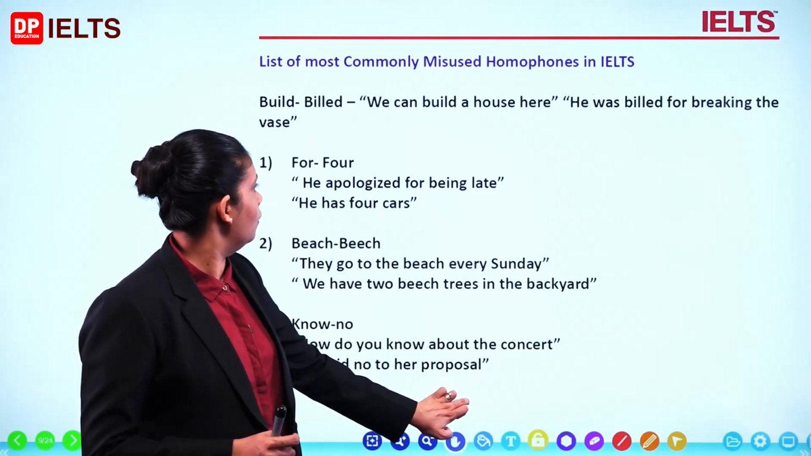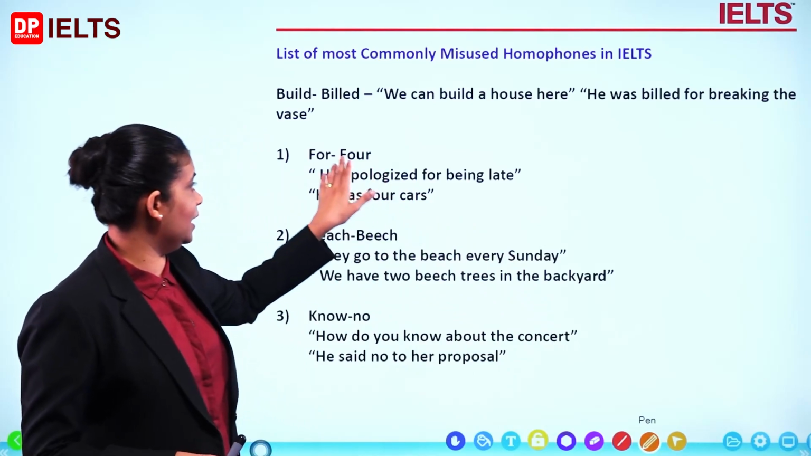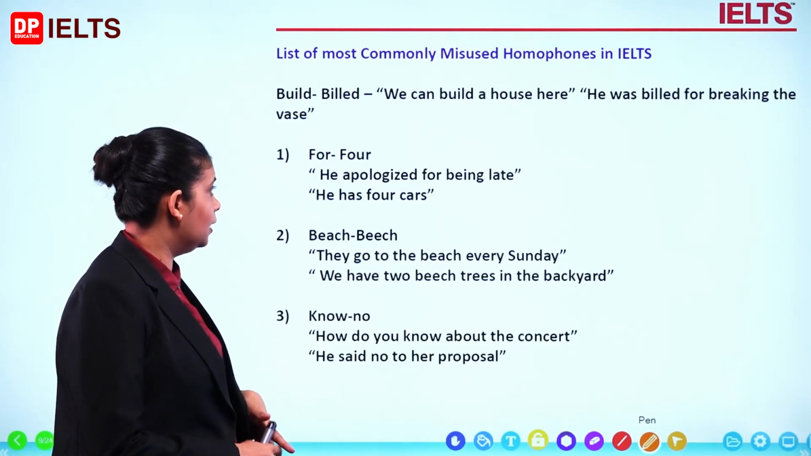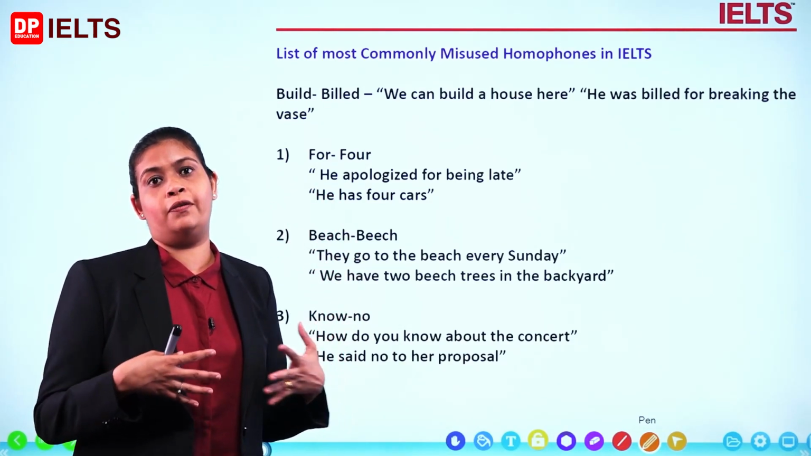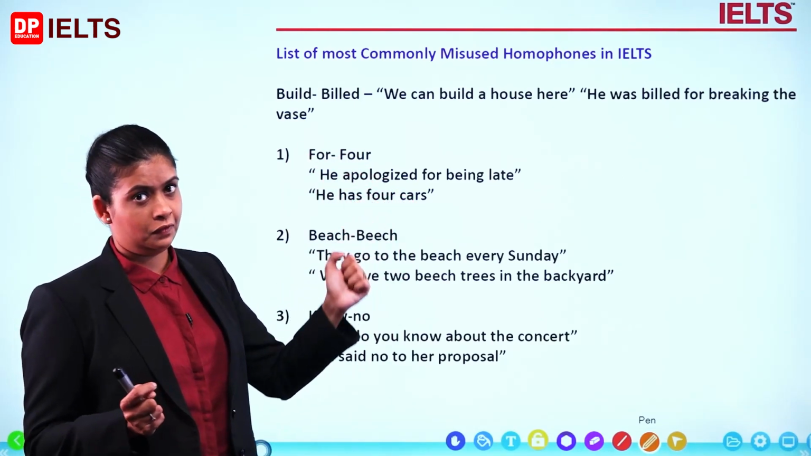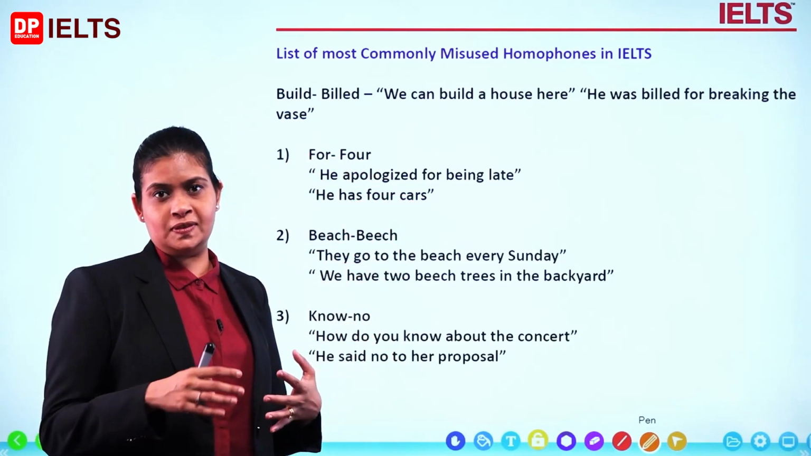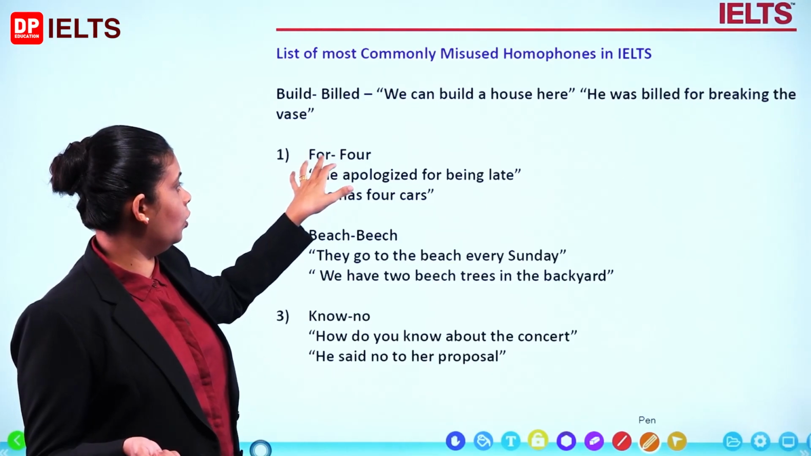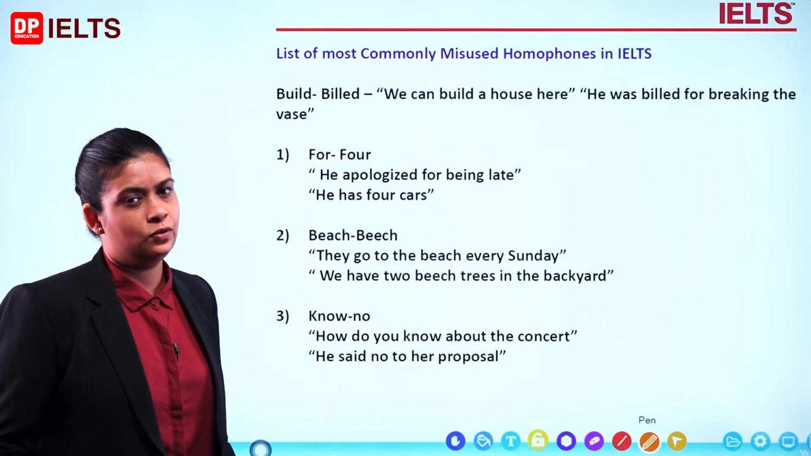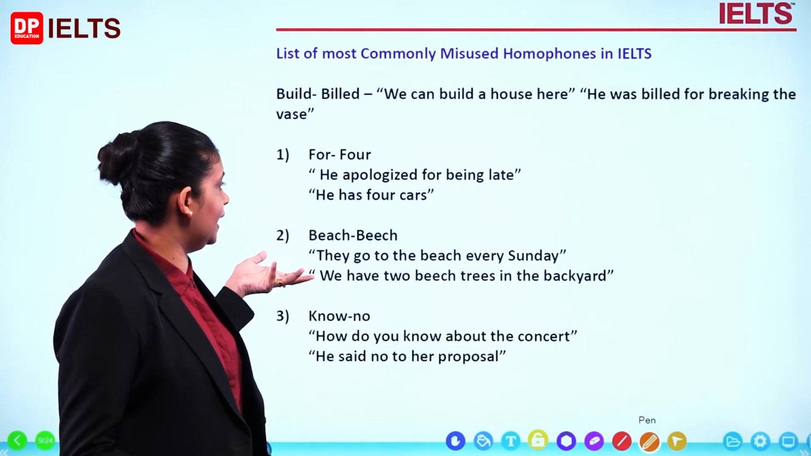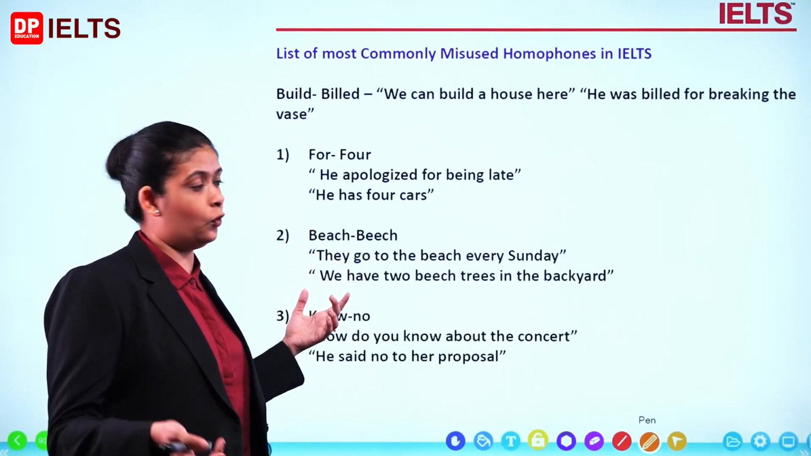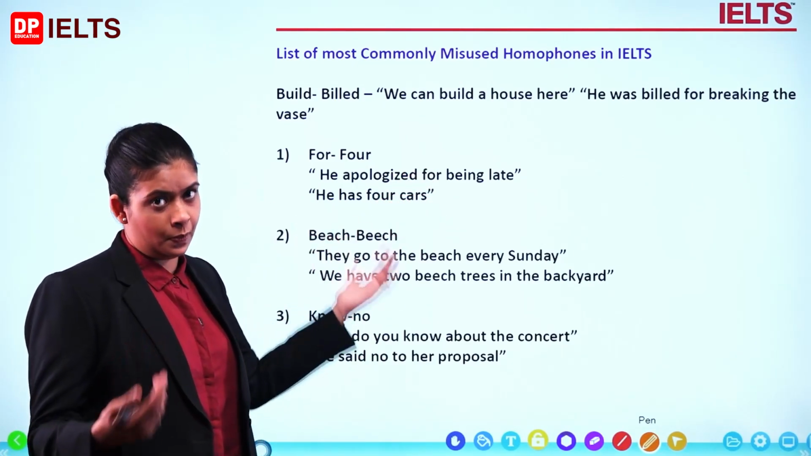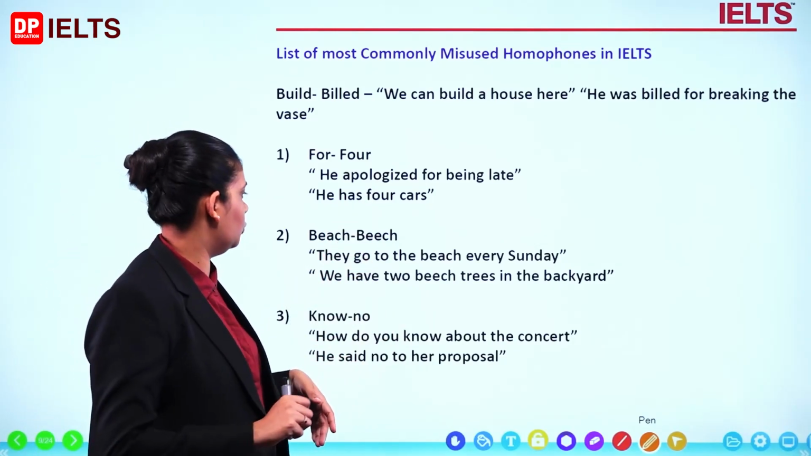Next one here, for. Now I know the weaker sound here, sometimes we pronounce it as 'fer', right? And that's fine. But there's also the stronger sound that you say 'for', okay? And the Americans would say it a bit differently. But here you would also have 'for' and 'fer', which is the weaker sound, right? He apologized for being late. He has four cars. So we say 'for', but it should be he has four cars, right? So here, for is like a preposition. Here, it's the number, right?